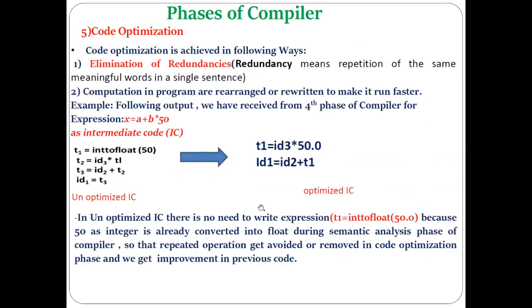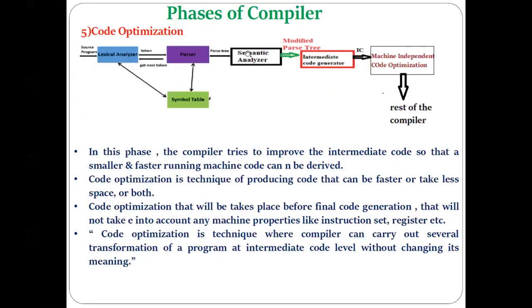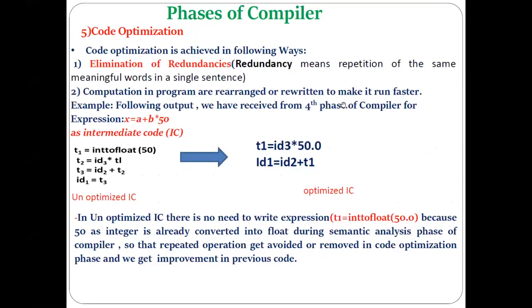Now here you can see I have shown the code optimization. Code optimization will generate the optimized code, and that will be given as input to the next phase of the compiler, our last phase, which is code generation. We'll see that in the next lecture. I hope you understood what exactly is meant by code optimization. Code optimization, or rearrangement of the code, can be done in different ways.